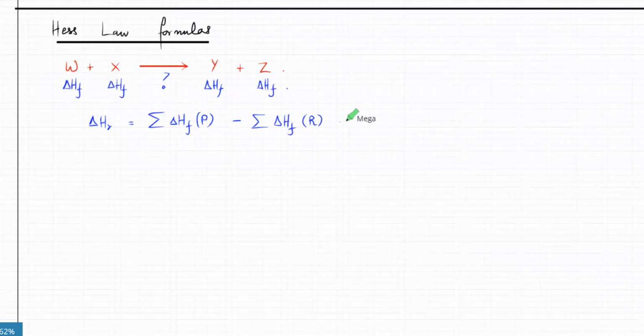So that is the formula. For example, over here, if they give you the enthalpies of formation, what you're going to do is sum up the enthalpy of formation of Y, and sum up the enthalpy of formation of Z. That's your products. And you subtract it from the enthalpies of formation of your reactants, which are W and X.